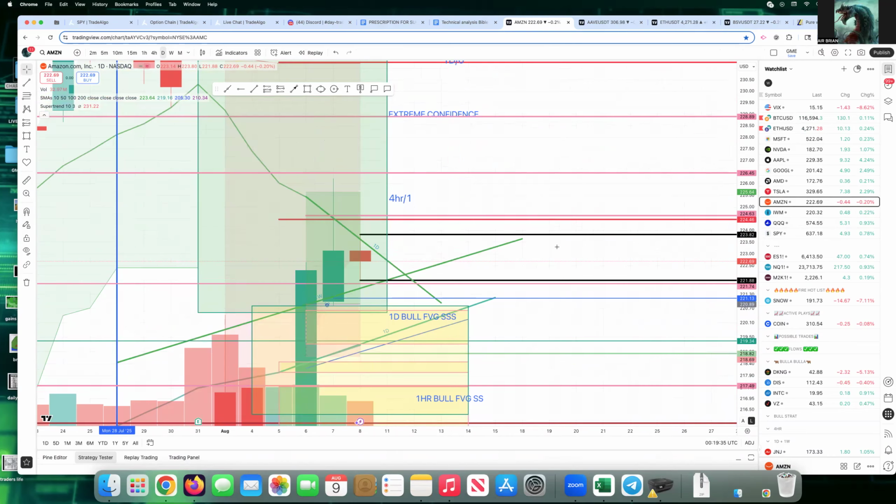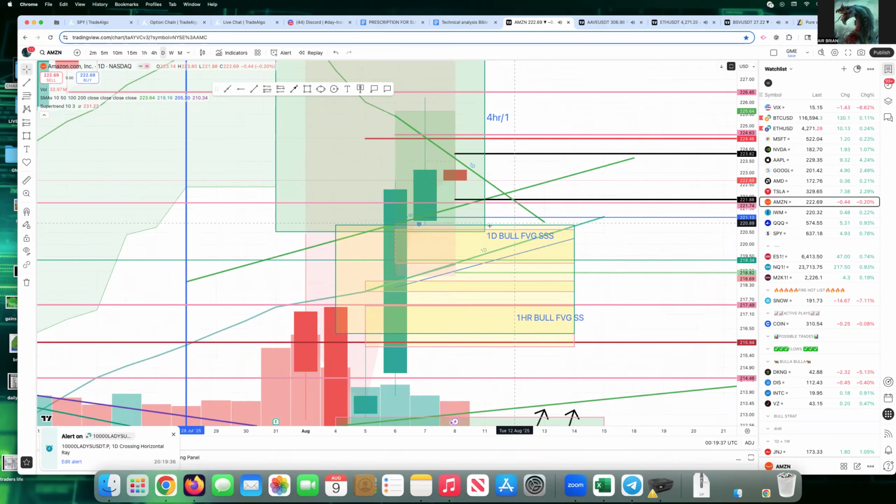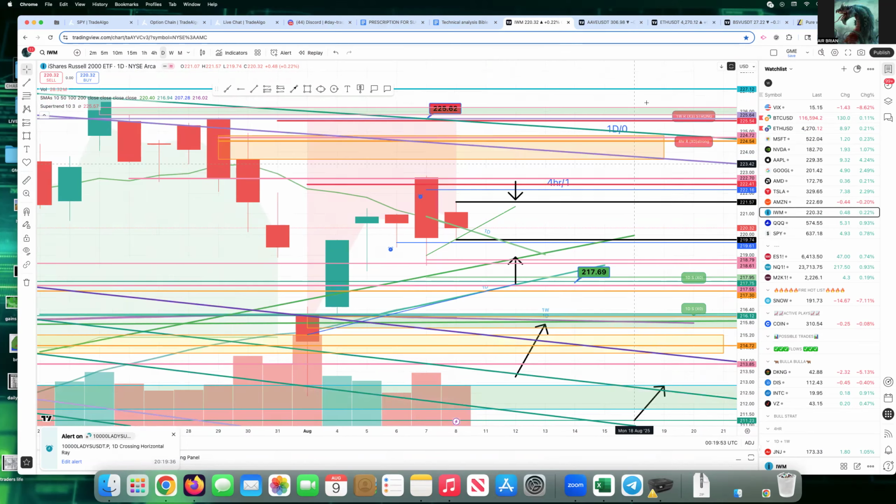Amazon has a really, really bullish setup here. It has a daily bullish fair value gap, a 1 hour bullish fair value gap. It has a lot of support here around the 220, 221-ish level. All right, so that's where I'm planning on buying calls if and when we retrace there on Monday, and we already covered the indexes.